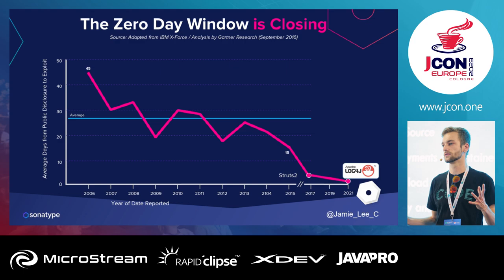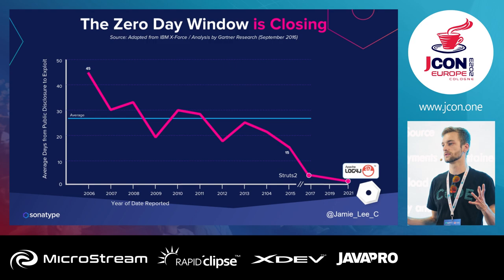Also, we have the problem that the zero-day window is closing. If you went back to, say, 2007, you generally had about 45 days from when a vulnerability was announced to fix it, before someone would take over your system, hack you, etc. We learned recently with the Log4j vulnerability, hands up, how many people were actually impacted by Log4j? Yeah, quite a lot of you. We've realized recently that that window is now down to a day or two. So when that vulnerability is released and the bad people in the world know about it, you have about a day or two to fix your system before they will try and take advantage.